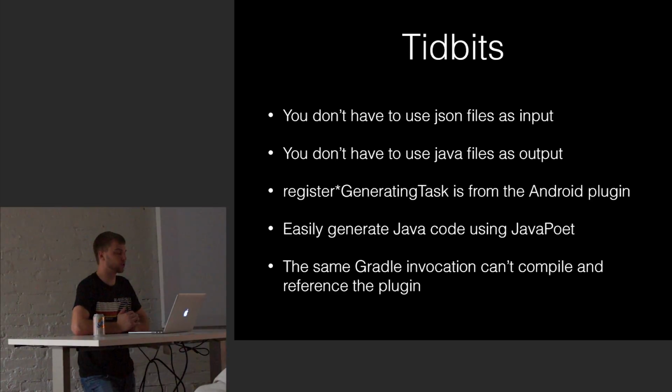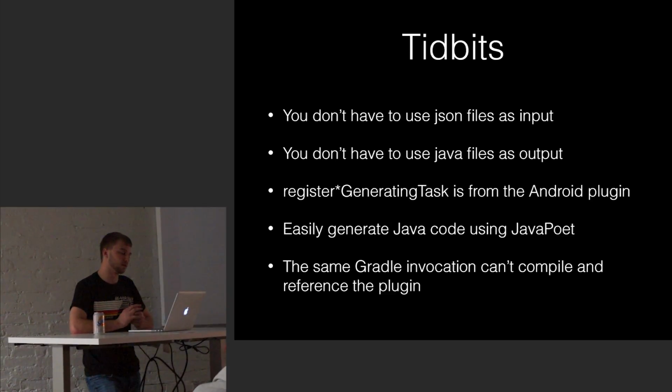So these register Java generating tasks and resource generating tasks come from the Android Gradle plugin. That wasn't around forever, but it's around now, and it's an easy way to tie into the build system to actually generate that code. And the Java library that makes generating Java code very easy is JavaPoet, listed there.